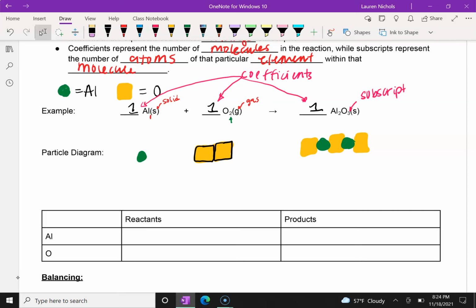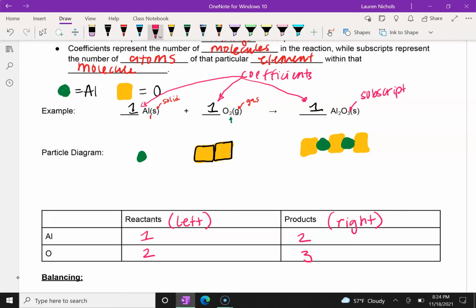Now, when we tally this up, currently we have 1 aluminum and 2 oxygens on the reactant side, and 2 aluminums and 3 oxygens on the product side. Remember, reactants are on the left or the beginning. Products are on the right side or at the end of our reaction. And this is not balanced. It looks like I started with 1 aluminum and magically created a second atom of aluminum, or that I started with 2 oxygen atoms and now I magically have 3 of them. Okay, that doesn't work.